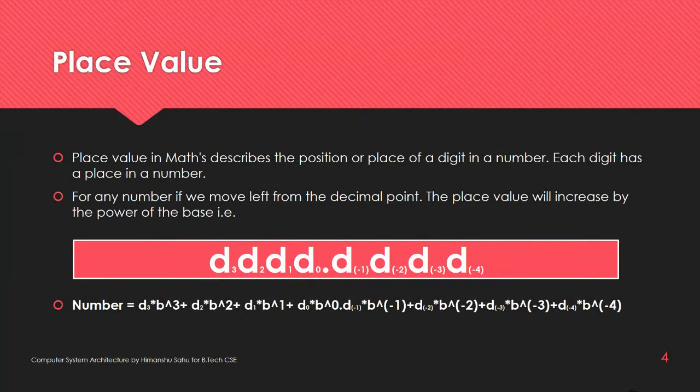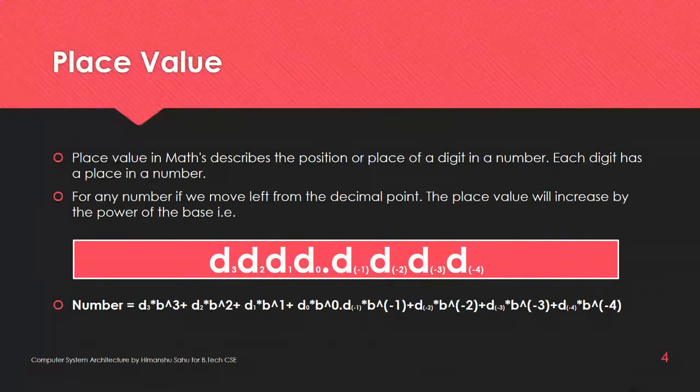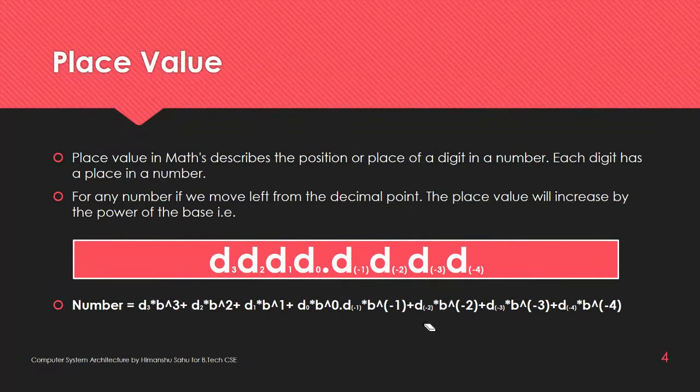Now talking about the place value, in your childhood you have done it many times. Suppose this number is there, so calculate the value: you multiply 2 into 10 raised to power 2, 3 into something like this, and then calculate the sum to represent that particular number. So this is one example.